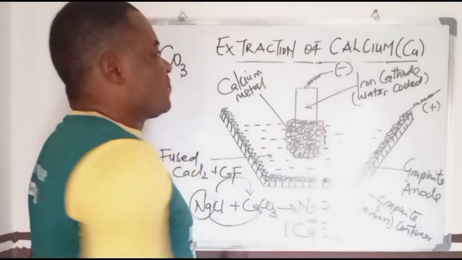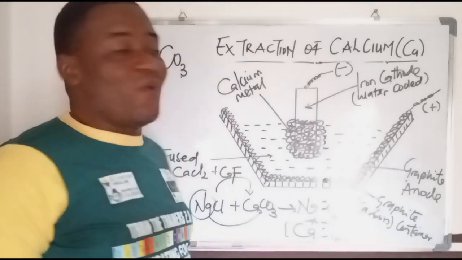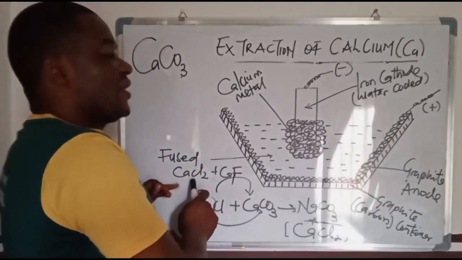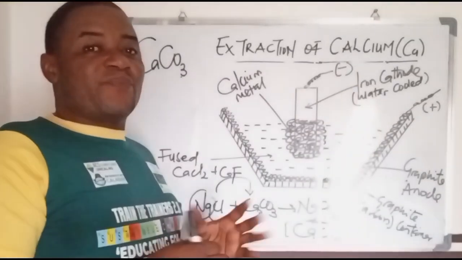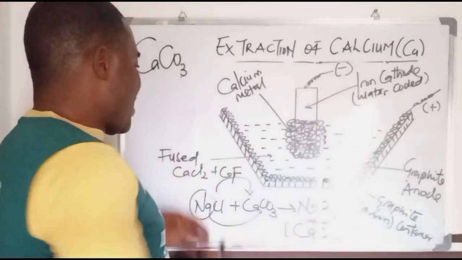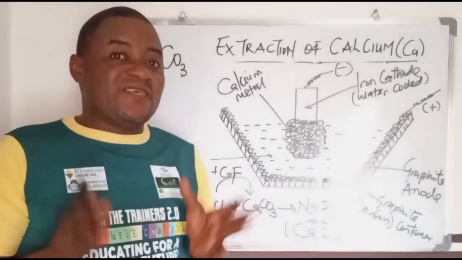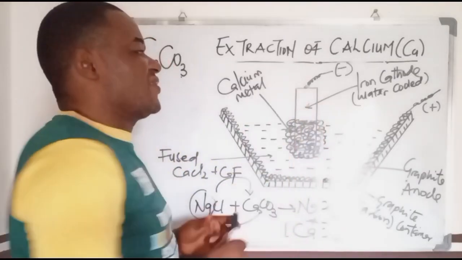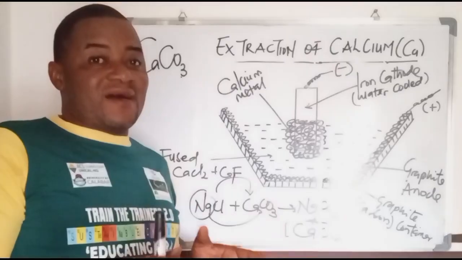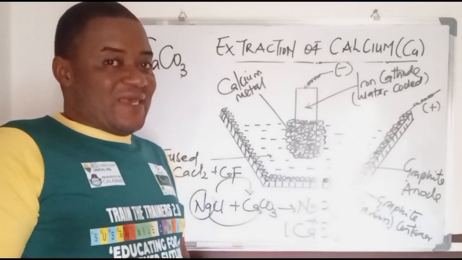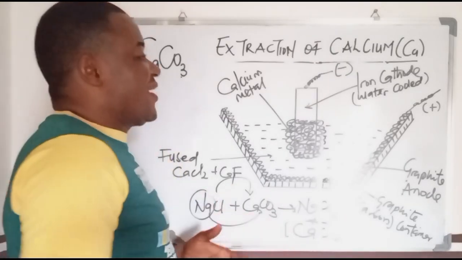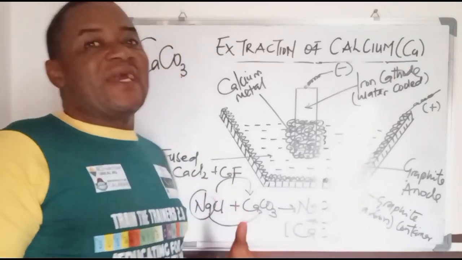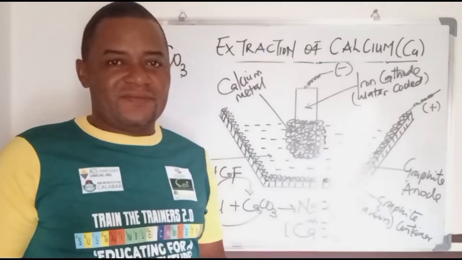Once the iron cathode, which has a continuous run of cool water through it, is immersed in a solution of fused calcium chloride, there is a preferential discharge of ions. Calcium ions, which are positively charged, migrate to the iron cathode, which is negatively charged, and the chloride ions, which are negatively charged, will migrate to the graphite anode, which is positively charged, and are collected as chlorine gas.